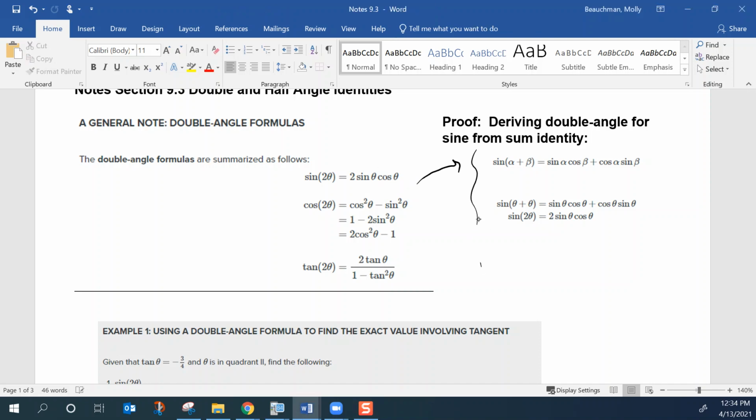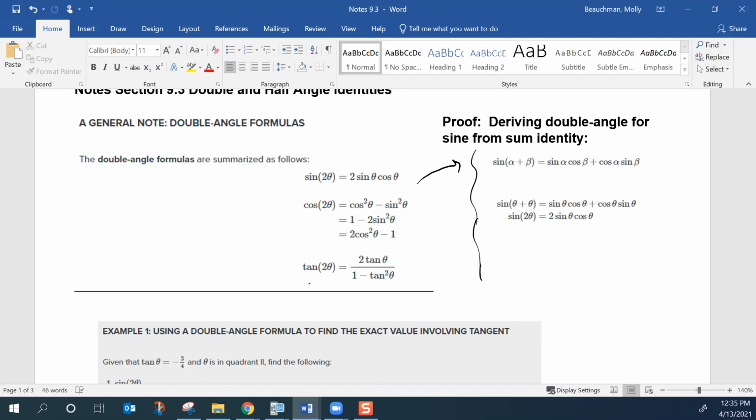Again, identities are built from other identities. So if you take our sine sum identity, the sine of alpha plus beta equals sine alpha cosine beta plus cosine alpha sine beta, and make those the same angle, the sine of theta plus theta equals sine theta cosine theta plus cosine theta sine theta. Add the two like terms together, we create a new identity. The sine of 2 times the angle is equal to 2 times the sine times the cosine of the angle. So the cosine identity and the tangent identity for double angle can be created very similarly.